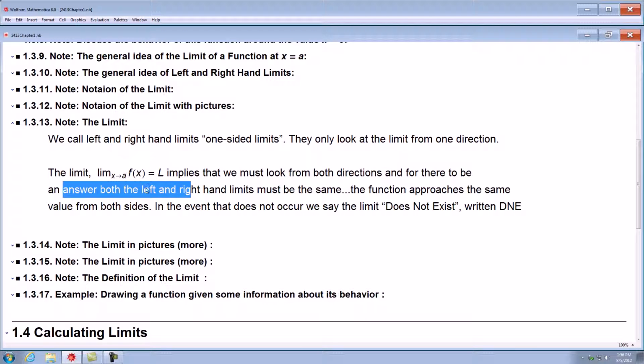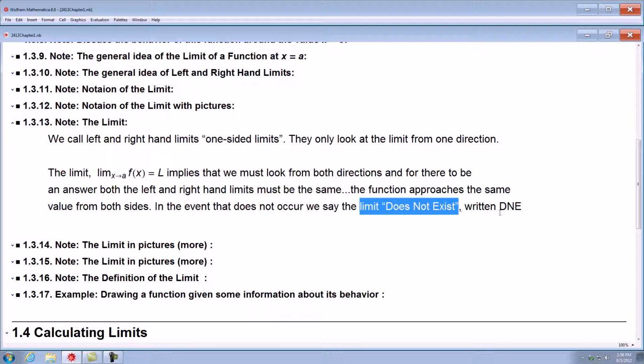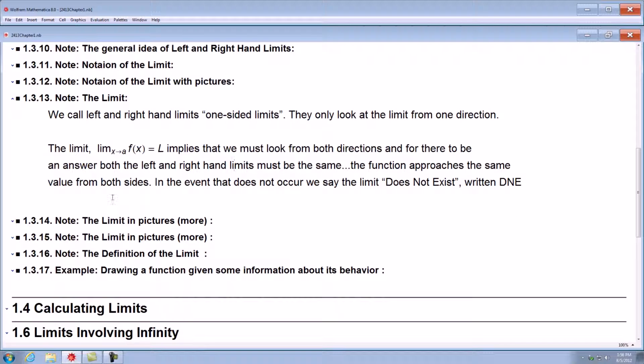So for there to be an answer to this limit, the left and right hand limits must be the same. Alright, the function approaches the same value from both sides. In the event that the left and right hand limits do not equal the same thing, we will say that limit does not exist, and we will just write DNE to represent does not exist. So when you're not specifically coming from the left or from the right, you have to look at both, and if they're both the same, then that's your answer. If they're not, you say the limit doesn't exist.